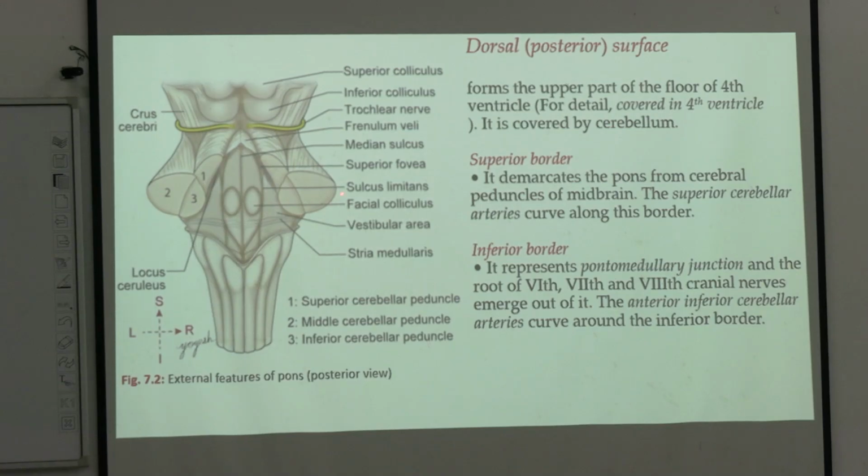And then on the lateral extreme we have these peduncles visible: the superior, middle, and inferior cerebellar peduncles. These are fibers going to the cerebellum or coming out of the cerebellum, communicating with the brain and the spinal cord together. So this is about the gross external features of it.